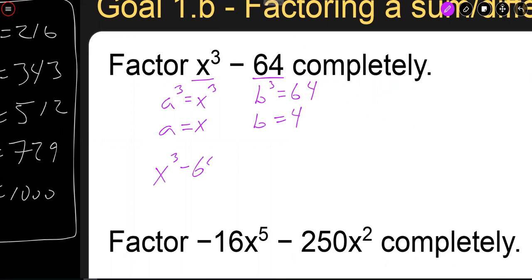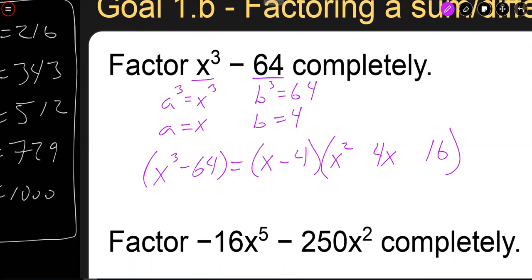So x to the third minus 64 is going to be equal to my a value minus my b value. So a value is x minus b value 4. That's my first parentheses. And then my second parentheses is going to have a squared, ab, and b squared. And remember the signs, the first one's the same, the second one is going to be opposite, and the last one is going to be always positive. So this factors into x minus 4 times x squared plus 4x plus 16.